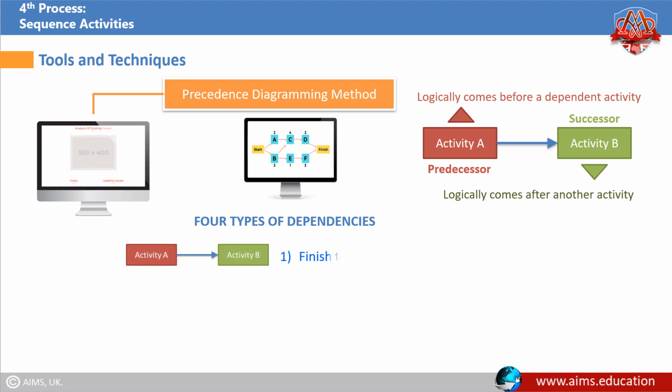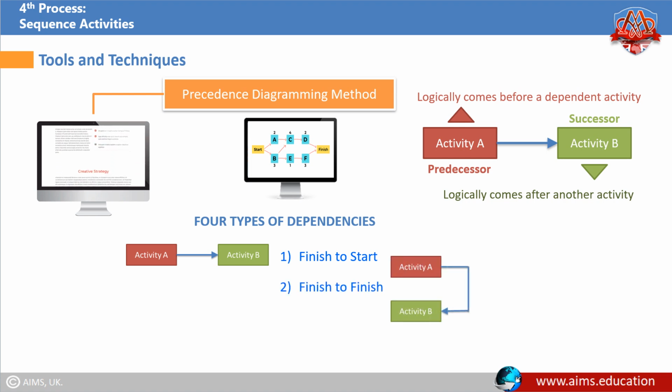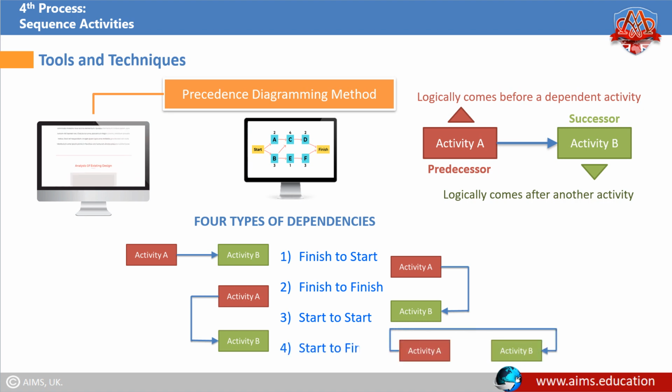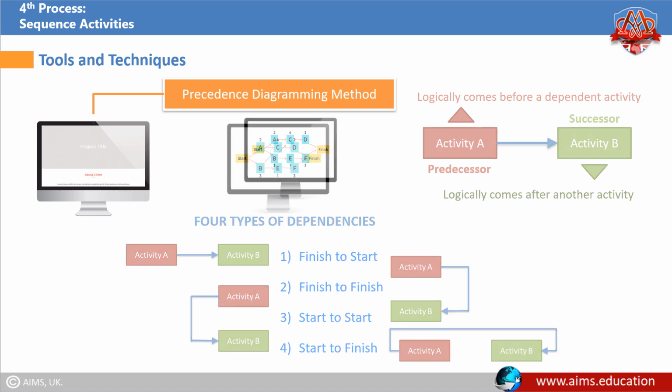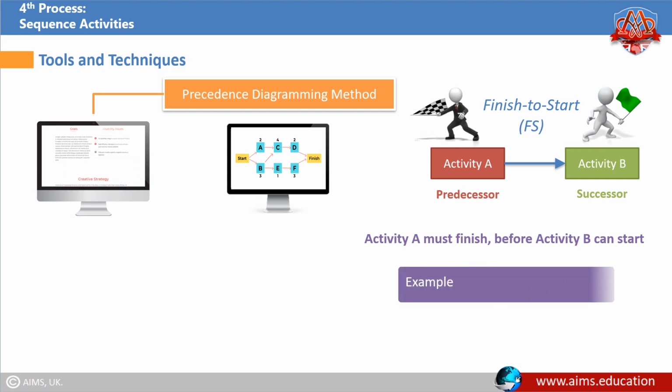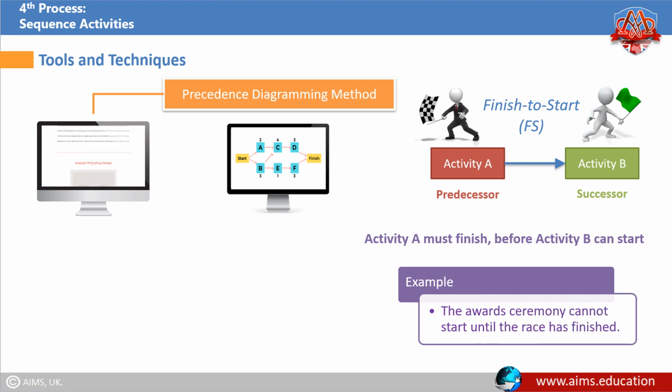Number 1. Finish to start. Number 2. Finish to finish. Number 3. Start to start. And number 4. Start to finish. Finish to start. Activity A must be finished before the start of activity B. The initiation of the work of the successor depends upon the completion of the work of the predecessor. For example, the awards ceremony cannot start until the race has finished.